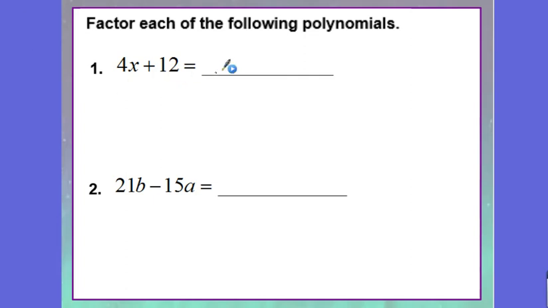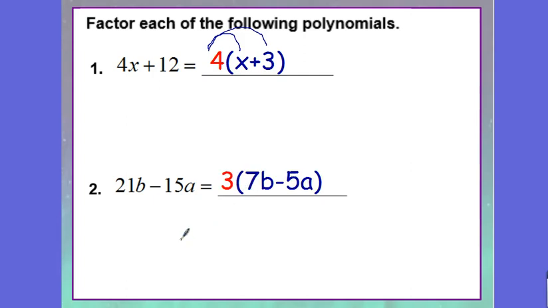Alright, the answer to problem 1 is 4 times x plus 3. 4 and 12 are both divisible by 4, but there were no variables in common. I am left with x plus 3 as the binomial factor. If I check, 4 times x would give me 4x, and 4 times 3 would give us 12. Alright, let's take a look at problem 2. 21b minus 15a. Again, there's only a numerical GCF, which was 3. 3 times 7 would give us the 21, and there must have been a b there. And then 3 times negative 5 would give us negative 15, and there must have been an a there.